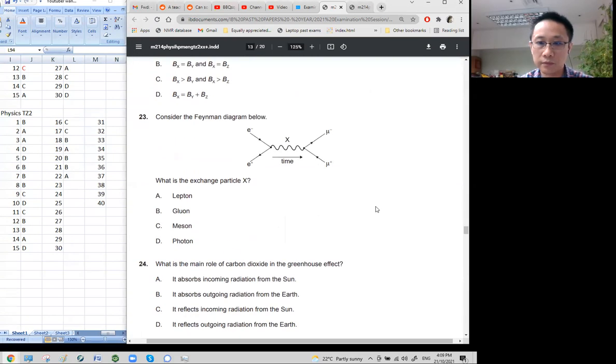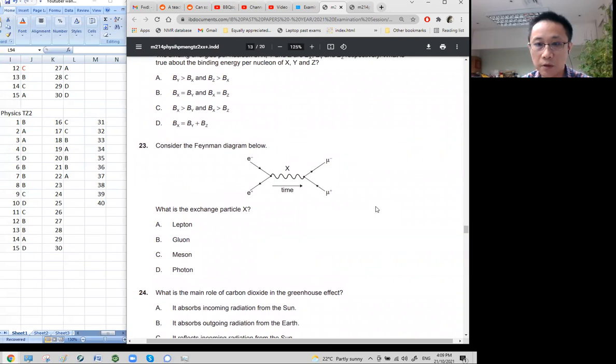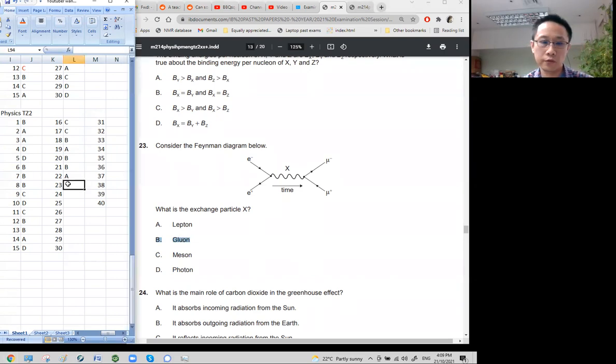And moving on. Exchange particle for X. You are combining a negative particle and a positive particle together, so X must be neutral. And this is also a lepton-lepton interaction, so it has to be a neutral particle. Meson can mediate strong forces, and gluon also mediates strong forces. Leptons are not exchange particles. So it can be a virtual photon, I'm guessing.